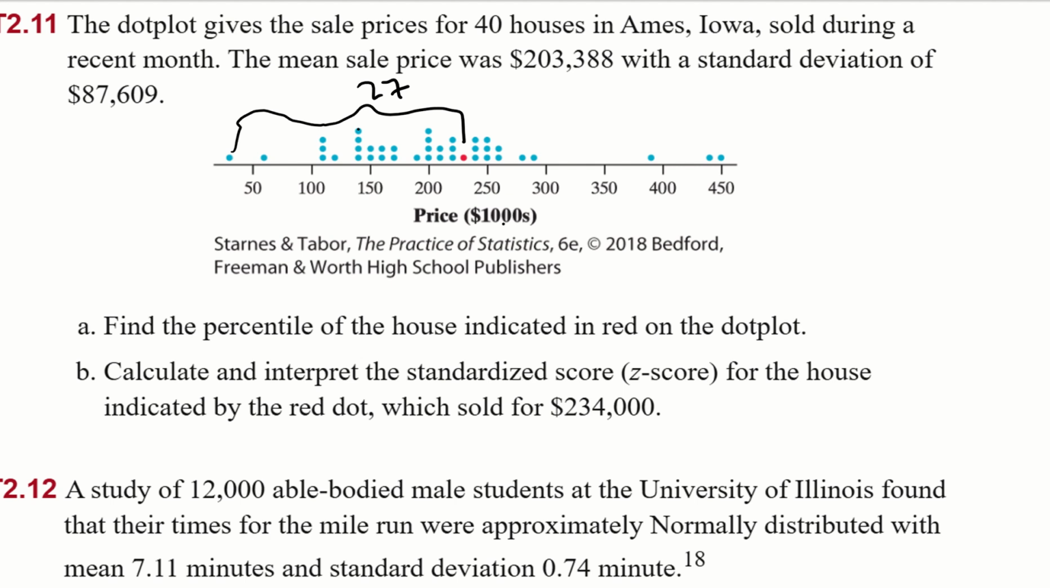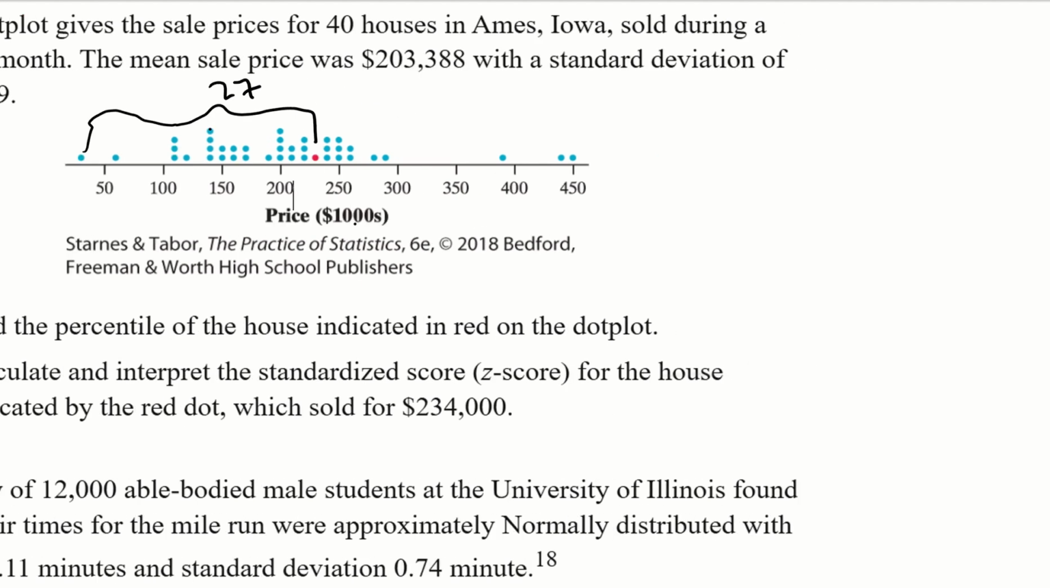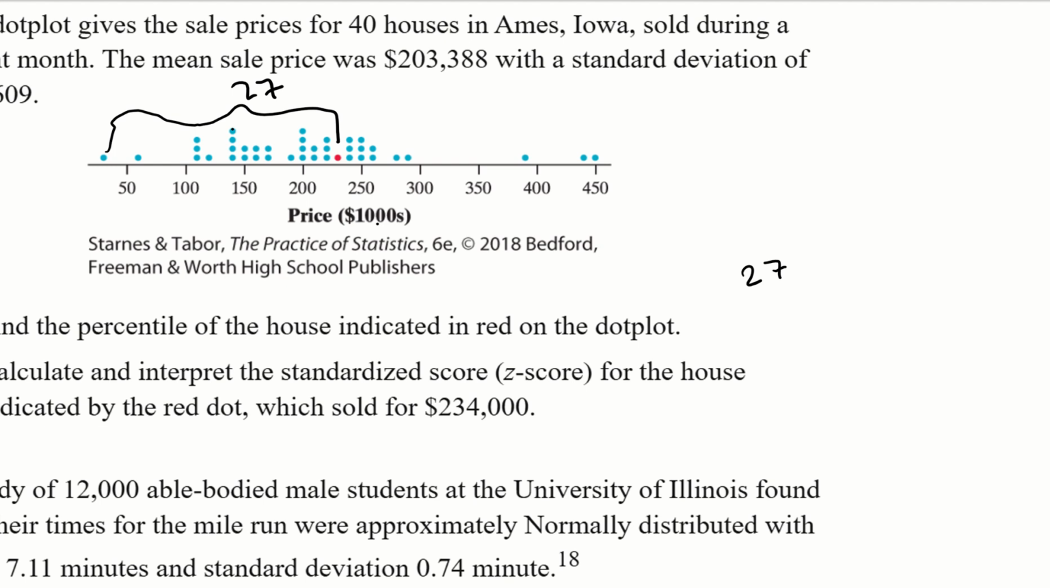So that means the percentile is going to be 27 out of, and then it says there's 40 homes, times 100. So that's going to be approximately the 68th percentile.